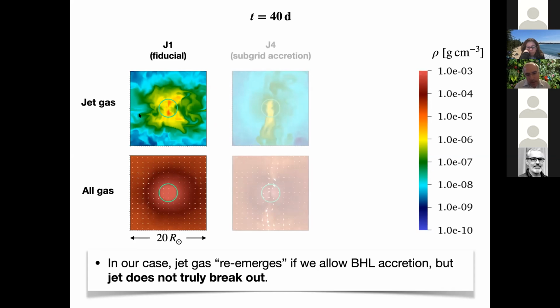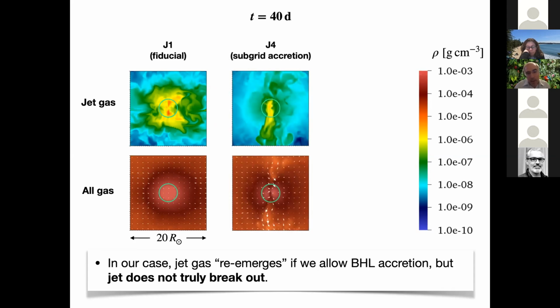But if you go to our model with accretion, J4, it's the same as the fiducial, but it has accretion now. Remember, this is a very high accretion rate, about 100 to 1,000 times Eddington for a main sequence star. But you see that the jet starts to reemerge at the end of the simulation. First, it reemerged in the upward direction, and then finally in the downward direction, and that's the final snapshot that I'm showing. But this isn't really breakout. It's not breakout because it's still completely subdominant compared to the envelope gas. Again, this is the same color bar for both rows.